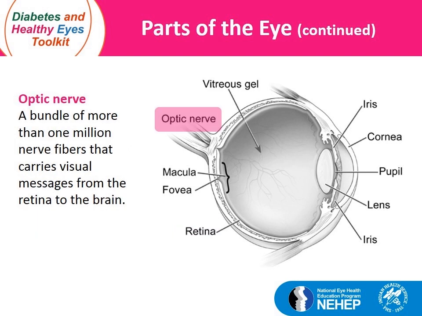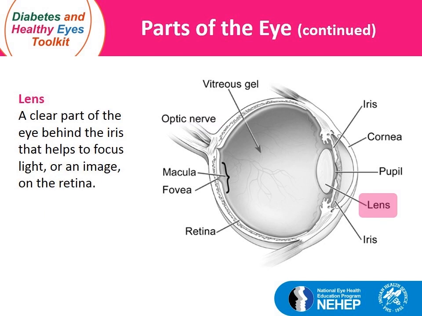Now let's move on to the optic nerve. The optic nerve is a bundle of more than 1 million nerve fibers that carries visual messages from your retina to your brain. And then finally, let's take a closer look at the lens. The lens is a clear part of the eye behind the iris that helps to focus light or an image on the retina. The lens is made up mostly of protein and water.